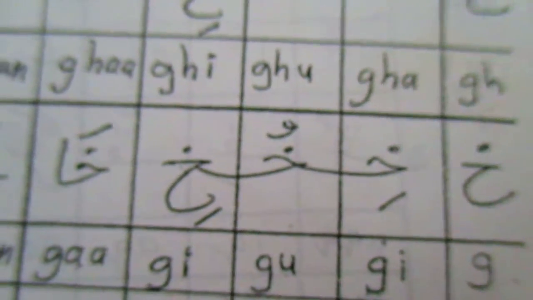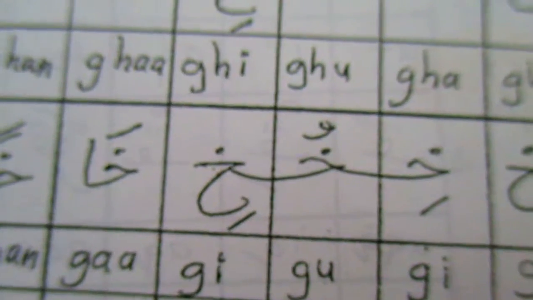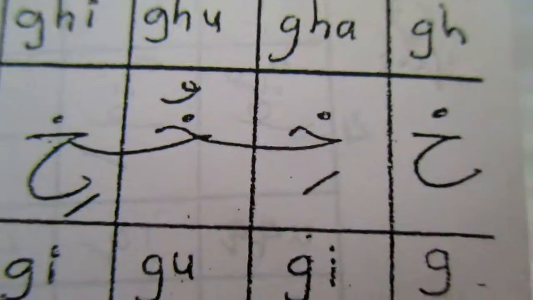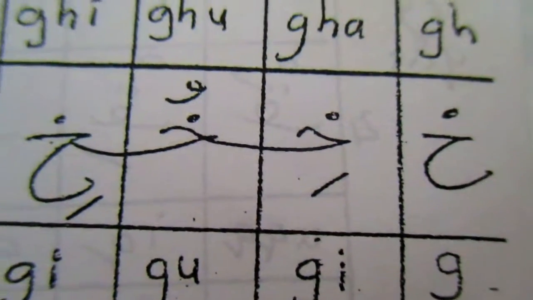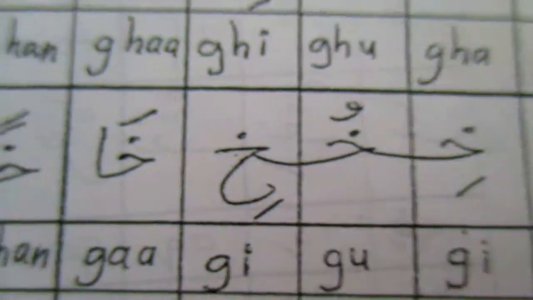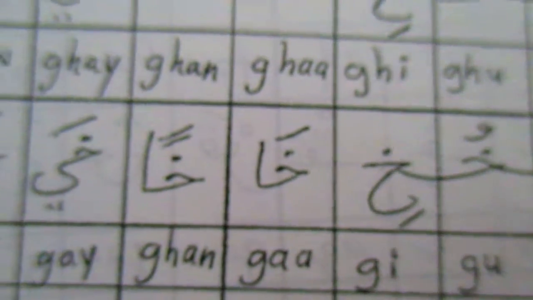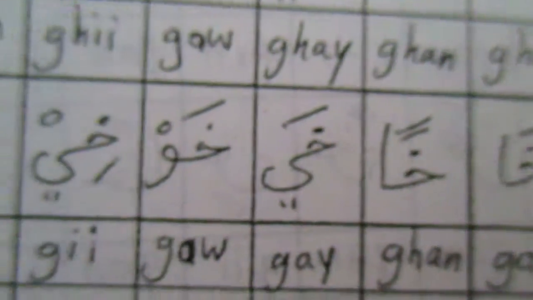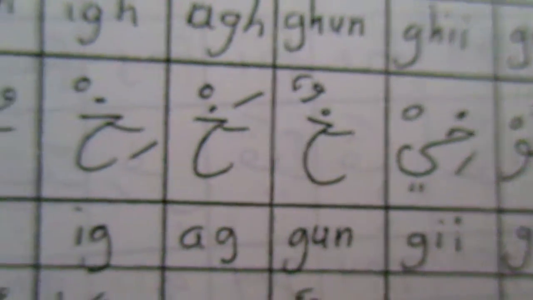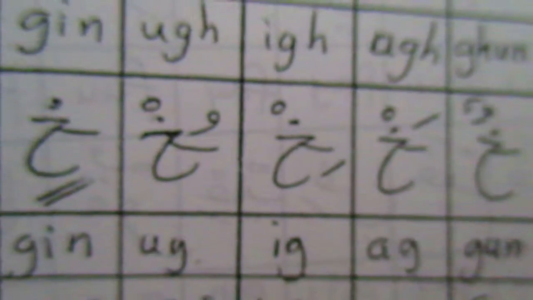That's the kha. Khi, khu. It should be kha, a stroke at the top. I've got a stroke at the bottom. It should be kha, khu, khi. And kha, khu, khi, khun, ukh.